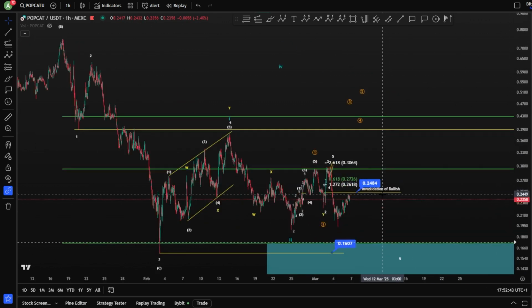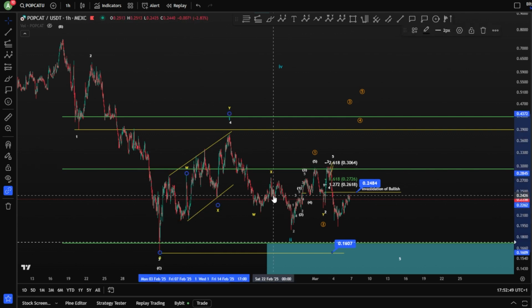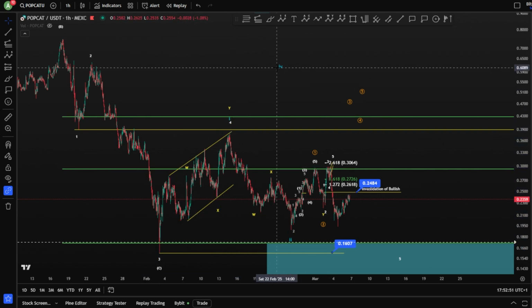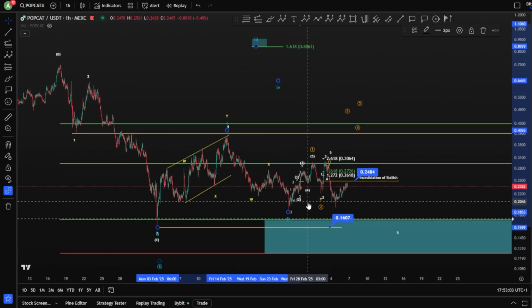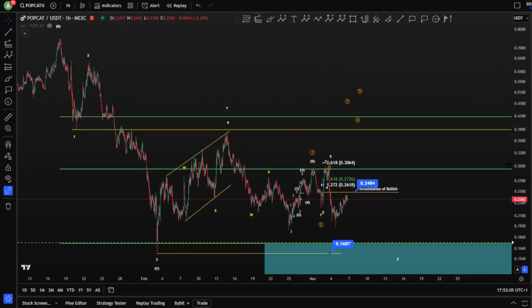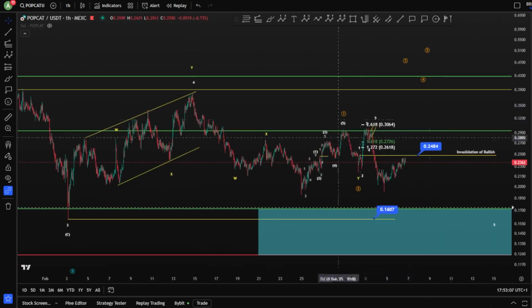On the one hour chart, we have this count. I'm going to remove the leading diagonal anyway. I don't like it. I'm going to keep the WXY to remove confusion. And I doubt that this is a 1-2 as well. I doubt it. Well, it's still possible, this is a problem, but I believe that it's a very low possibility. So I'm going to remove it.